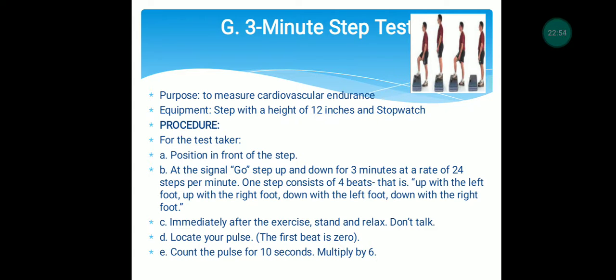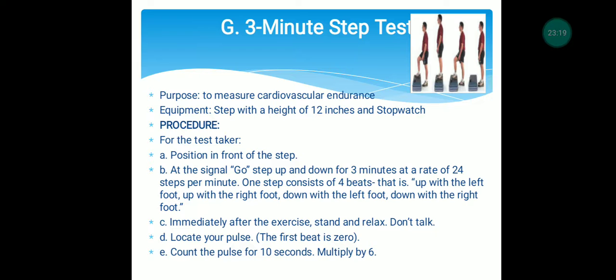So the 3-minute step test. The purpose is to measure cardiovascular endurance. Equipment: a step with a height of 12 inches and a stopwatch. The procedures: for the test taker, position in front of the step. At the signal go, step up and down for 3 minutes at a rate of 24 steps per minute.